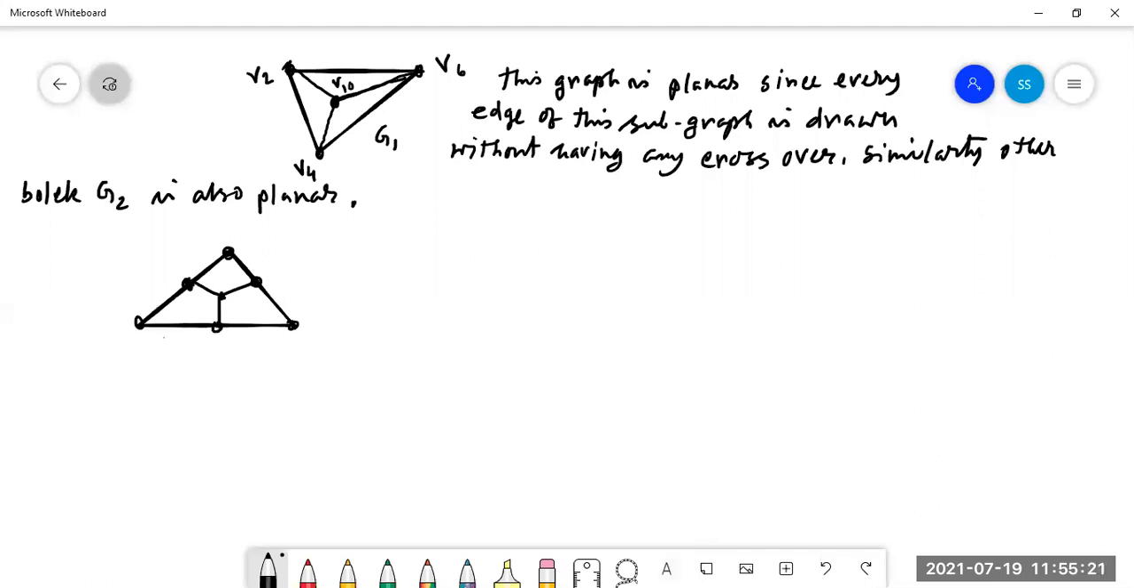Sorry, actually G2 was this one. G2 has V7, V8, V10, and V9. It is similar to this G1. So this one is also a planar graph.